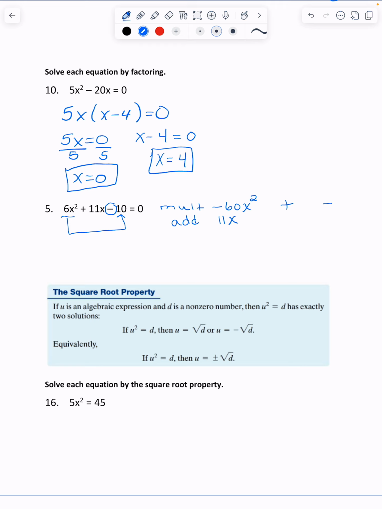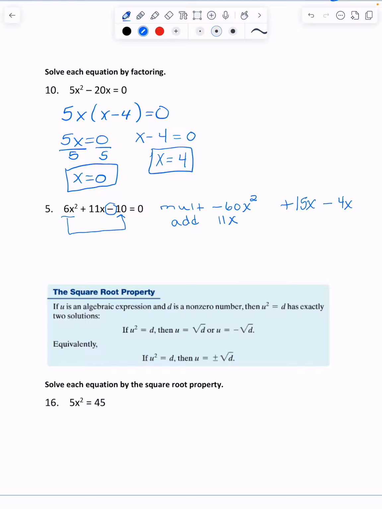So if we think about that, what about the factors of negative 4x and positive 15x? They multiply together to give me negative 60x squared, and they add together to give me 11x. If you have problems coming up with those factors, just go through the factors of negative 60. 1 times 60, 2 times 30, 3 times 20, then you come to 4 times 15.